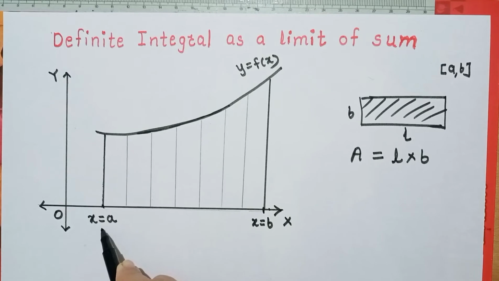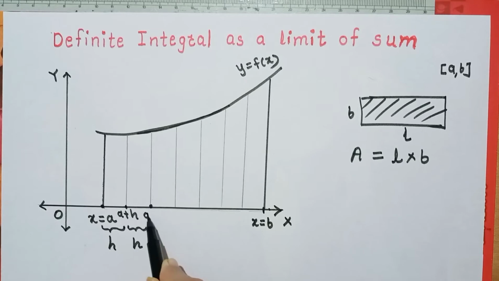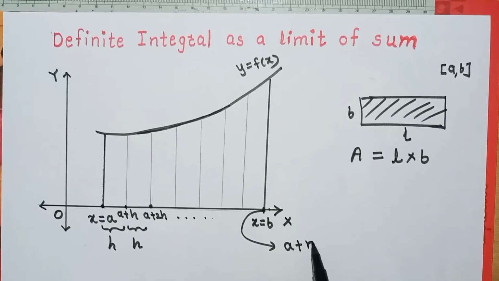Again for our convenience, we are considering this width as h. Width of each rectangle is h. So this is also width h. As this point is a, this point will be a plus h. This point will be a plus 2h, and so on. This is the last point, so this point will be a plus nh. Now we know this breadth.